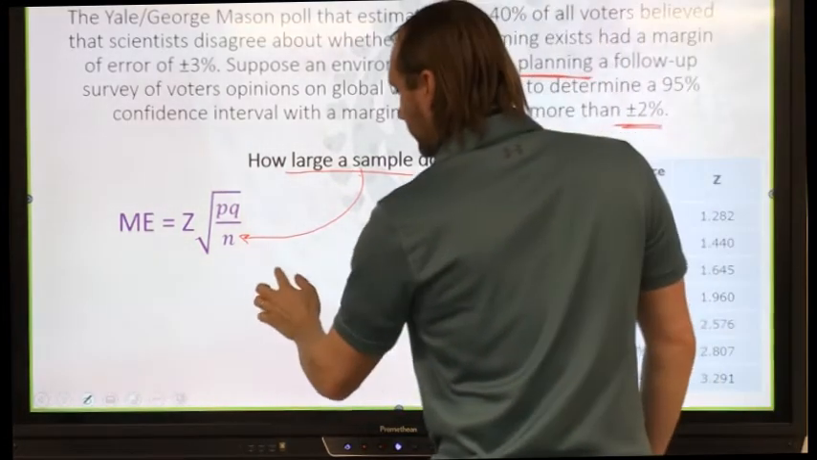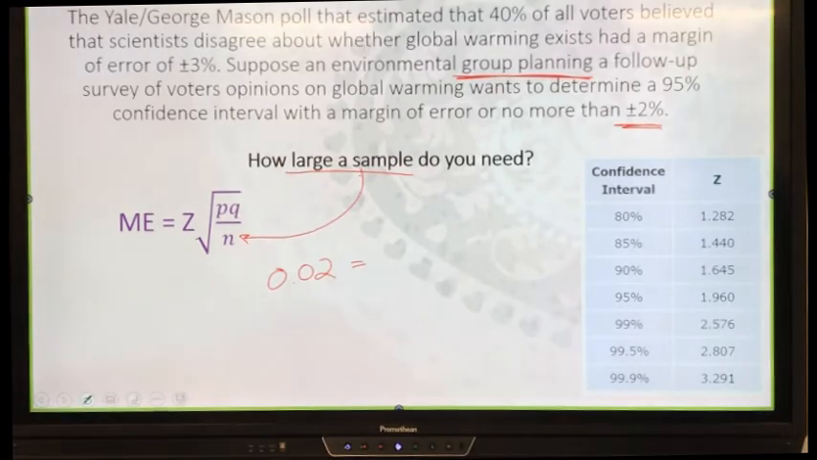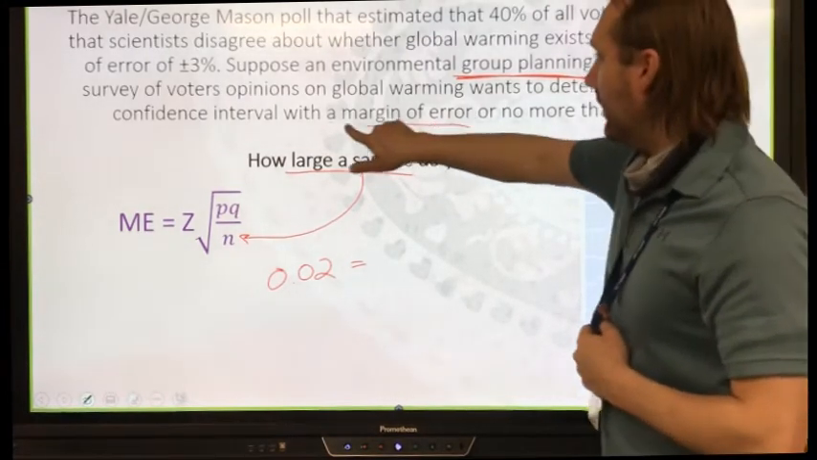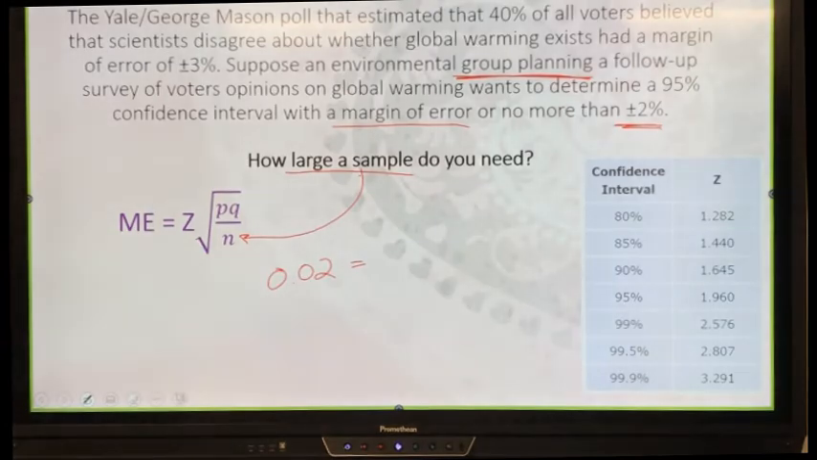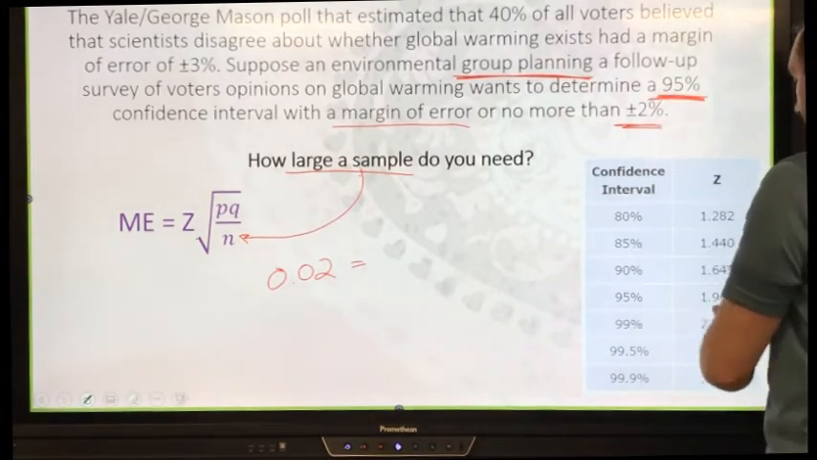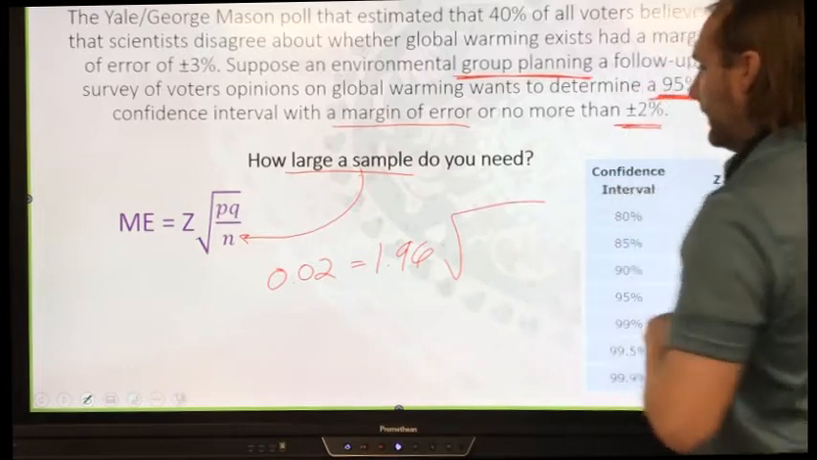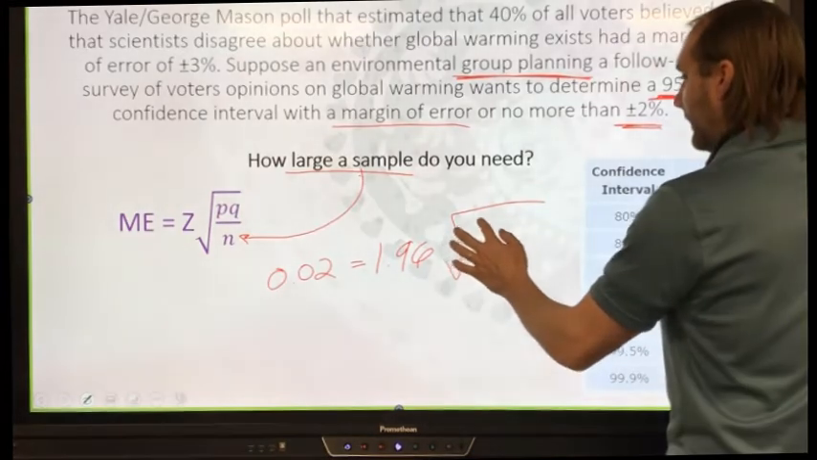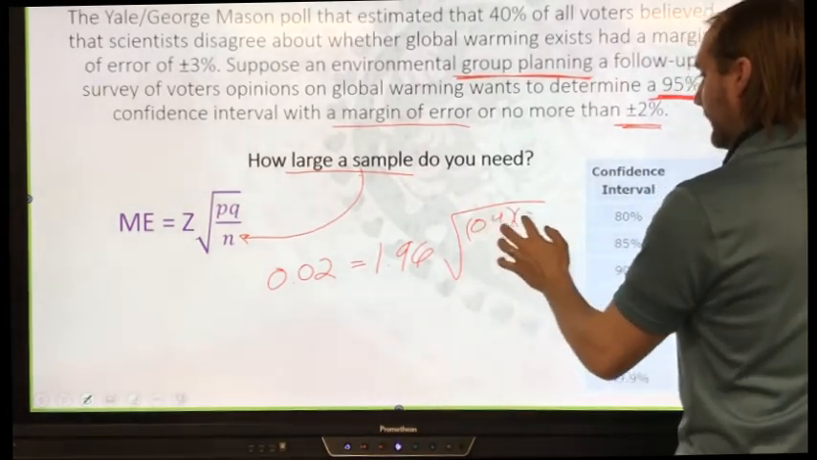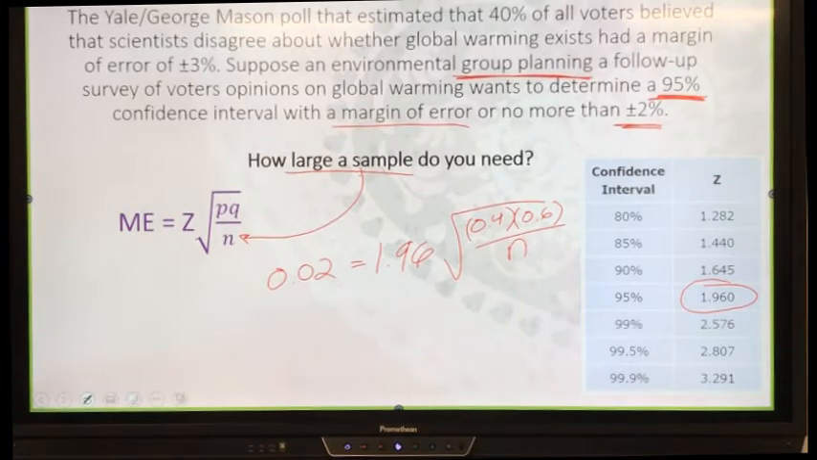So my ME is going to equal 0.02. Make sense? That's what they want their margin of error to be. So I'm plugging in 0.02 for ME. That equals, do I have a z value? Yeah, at 95%, I have that value, 1.96. And I'm multiplying that by the square root of, what's p? 0.4. So what's q? 0.6. And we're trying to find n. Well, it looks like I have enough information. I just need to start doing some math. Solve for n. So what would you do first?